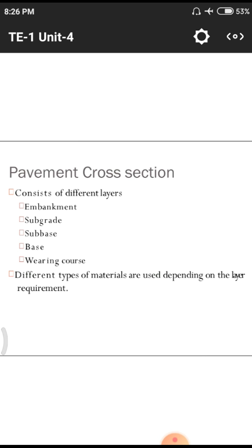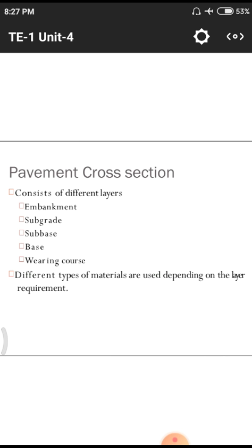And different types of materials are used depending upon the layer requirement. Different quantities of materials are normally used for construction of the road.